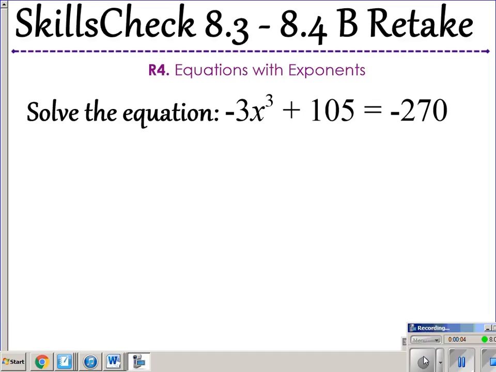I'm going to walk you through another skills check retake. So this time we're looking at skills check 8.3, 8.4, and we're looking at question R4, where you're asked to solve an equation that has an exponent in it.